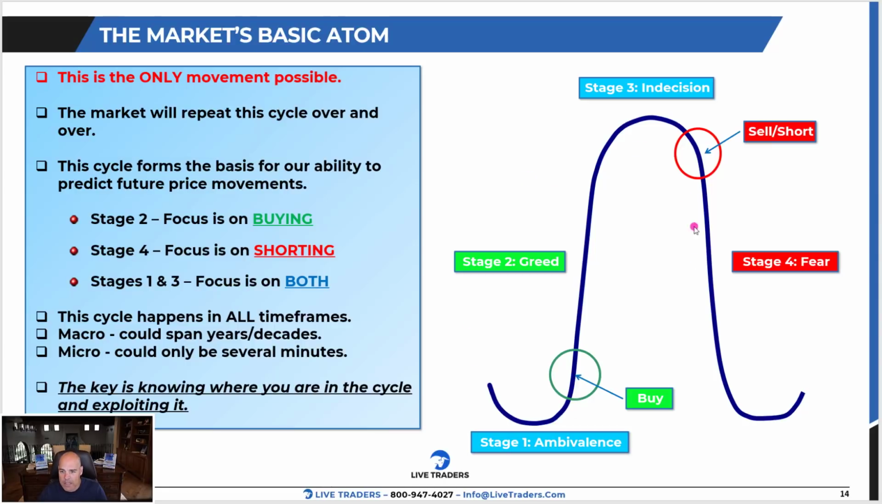So the market will repeat this cycle, but here's the difference. It does it in different time frames, right? We're looking at 1 minute, 5 minute, 15-minute charts, but if you're a swing trader, you're going to be looking at daily, weekly, monthly charts.